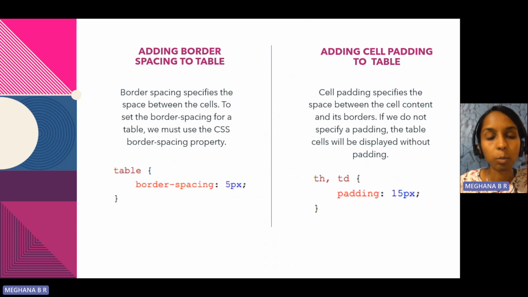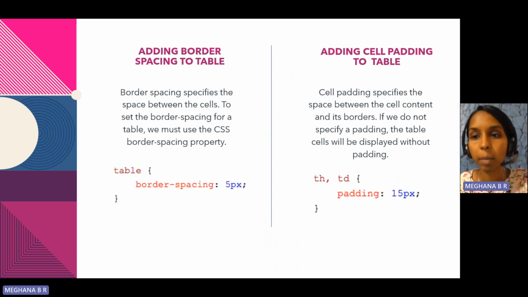Next is adding border spacing to the table and adding cell padding to the table. Border spacing specifies the space between cells. To set the border spacing for a table, we must use the CSS border-spacing property, and the syntax is here: table, border-spacing: 5 pixel. These things should be added in the header section.